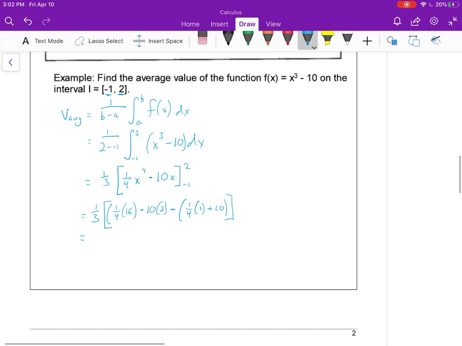And then simplifying this, we have 1/3. This is going to be 4. 4 minus 20 is negative 16. And then minus 10 plus a fourth over here, so we have 10 and 1/4. But it ends up that we're subtracting those. So we have 1/3 times negative 26 and 1/4.